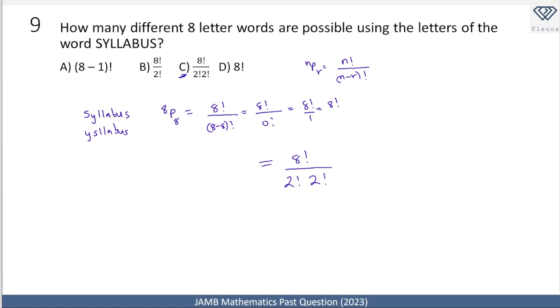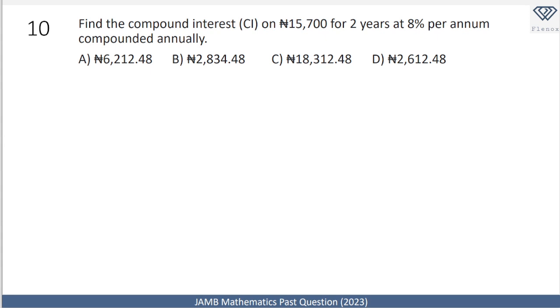to this. Moving on to the final question in our first part, we're told to find the compound interest on 15,700 for 2 years at 8% per annum compounded annually. So now we know that the value for a compound interest is equal to what? The principal, you have to know this formula, times 1 plus the interest raised to the power of the time. So now, what is going to be the value after 2 years?